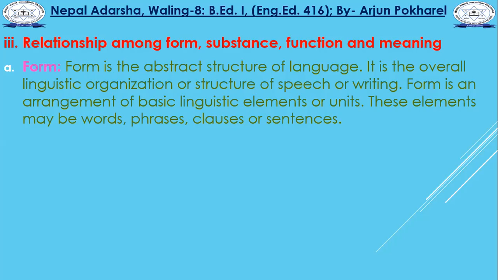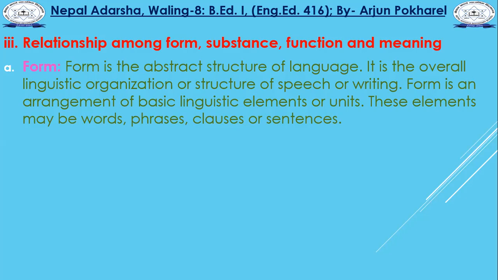How the morphemes are combined to get words: the word is a form. How words are combined to get phrases: a phrase is a form. How phrases are combined together to get clauses: a clause is a form. And how clauses are combined together to get sentences: a sentence is a form. That's why it is the overall linguistic organization or structure of speech or writing. Form is an arrangement of basic linguistic elements or units. When the units are organized together, we get forms. When smaller units are joined together, we get a larger unit, a larger form.